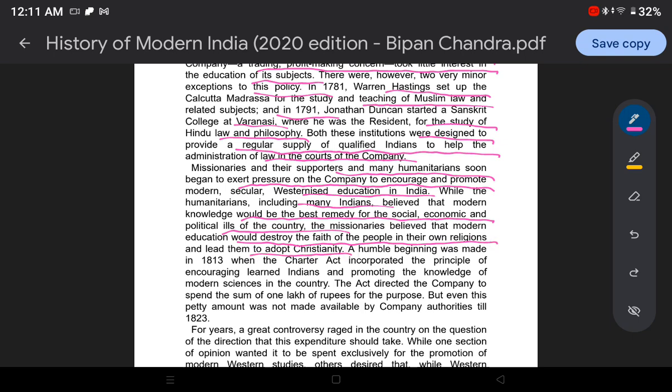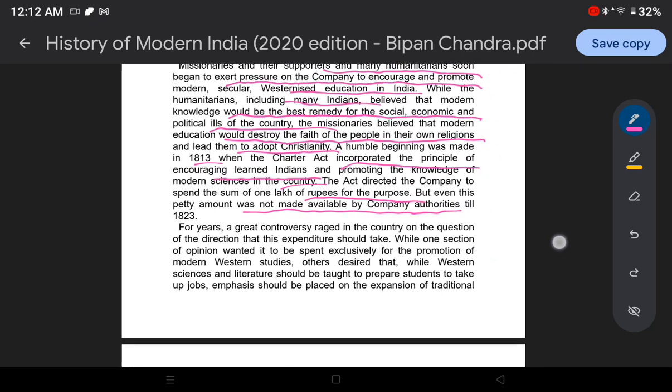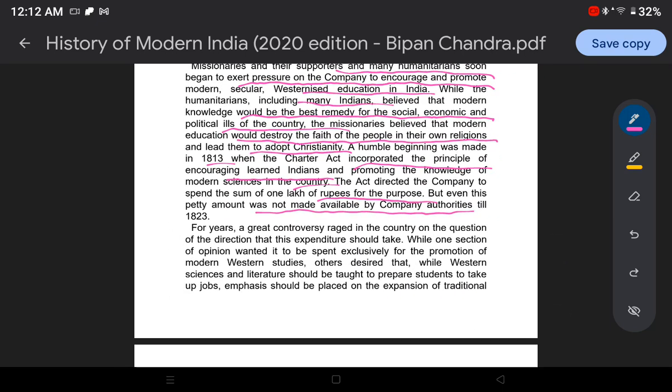A humble beginning was made in 1813 when the Charter Act incorporated the principle of encouraging learned Indians and promoting the knowledge of modern sciences in the country. The act directed the Company to spend the sum of 1 lakh of rupees for the purpose, but even this petty amount was not made available by Company authorities till 1823. For years, a great controversy raged in the country on the question of the direction that the expenditure should take.